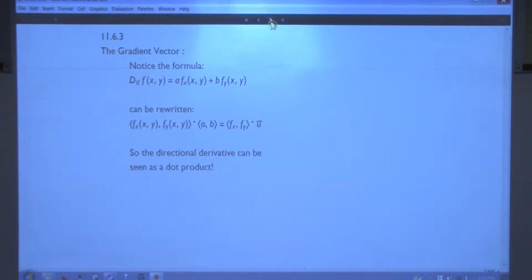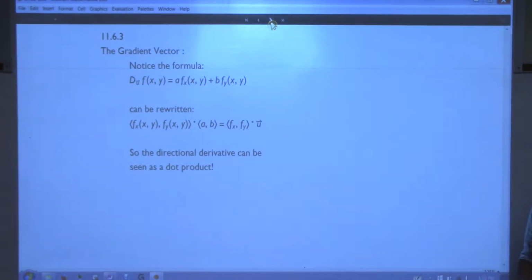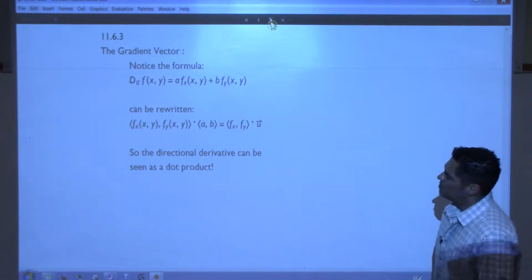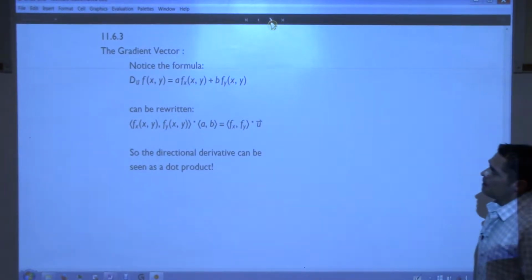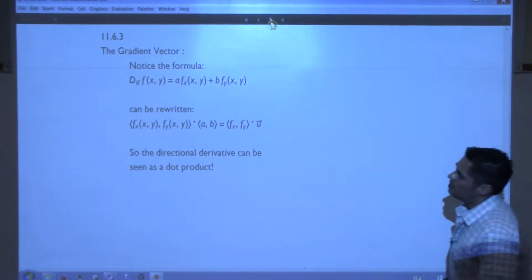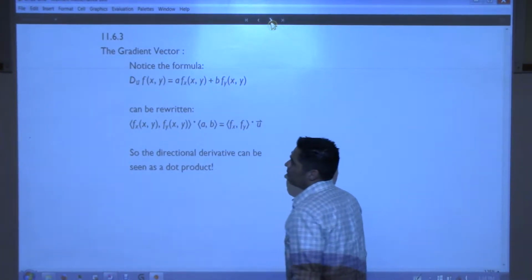All right, so now we define something. We define what's called the gradient vector. This gradient vector is going to become very important to us as we proceed through this chapter, and we'll see it again later on too. This is supposed to be a dot product. I don't know why that looks like that, but remember that this is the definition of the directional derivative, which is what I wrote up there on the board.